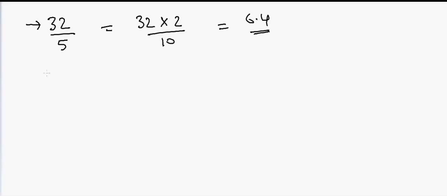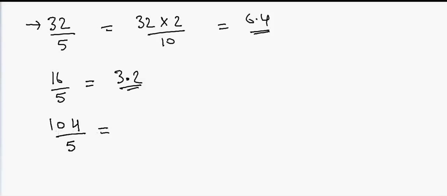Another example is suppose I have 16 and I want to divide by 5. The answer is 2 times 16 is 32, and then put a decimal here. So that's your answer. Again, if I have 104 to divide by 5, what would be the answer? 2 times 104 is 208, then a decimal here. That's your answer.